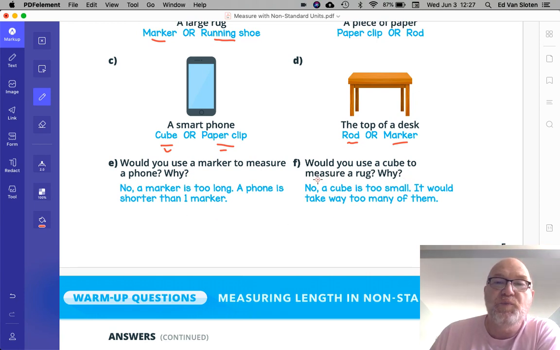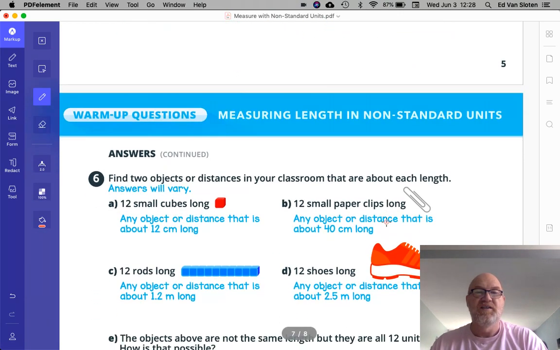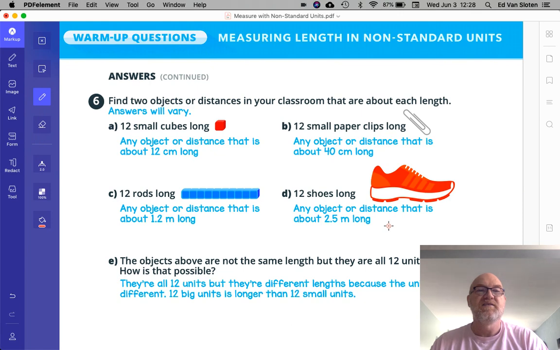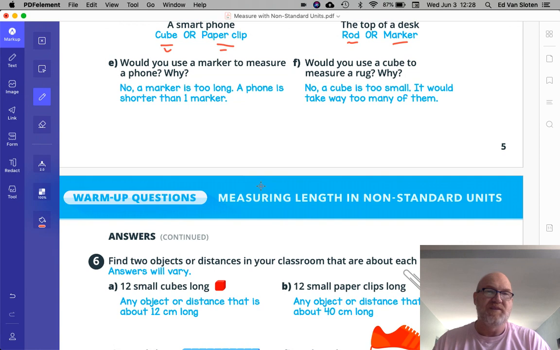Would you use a cube to measure a rug? Why? No, a cube is too small. It would take way too many of them. You get halfway done and you're going 1,312. And then someone would talk to you and then you go, oh, I forget what number I'm at. I have to start over. Oh no. So you would not use a small cube. Find two objects in the classroom. Oh, that makes me sad.